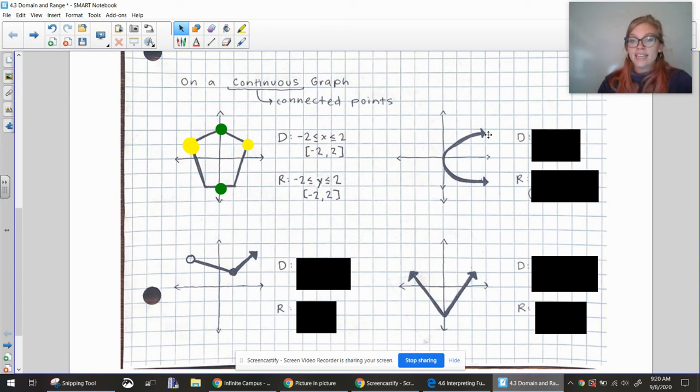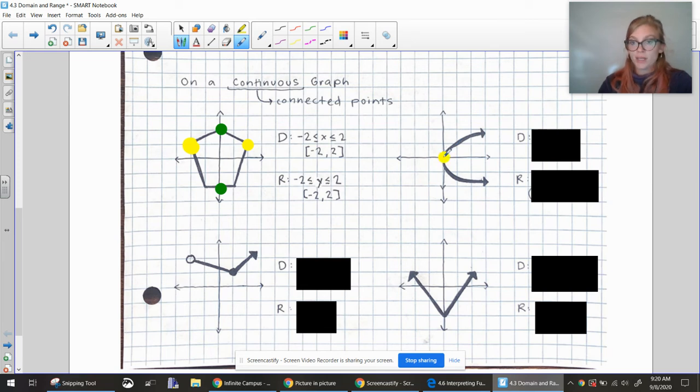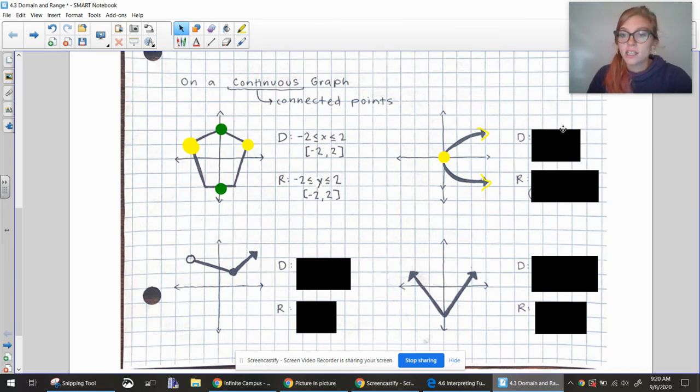Let's look over at our next example, which is kind of the sideways U, or the C shape. In this example, the domain begins at our leftmost point, which is at 0, but it ends at our rightmost point, which is arrows. These arrows tell us that the graph is never going to end. So, because of that, our domain starts at 0 and is never ending.